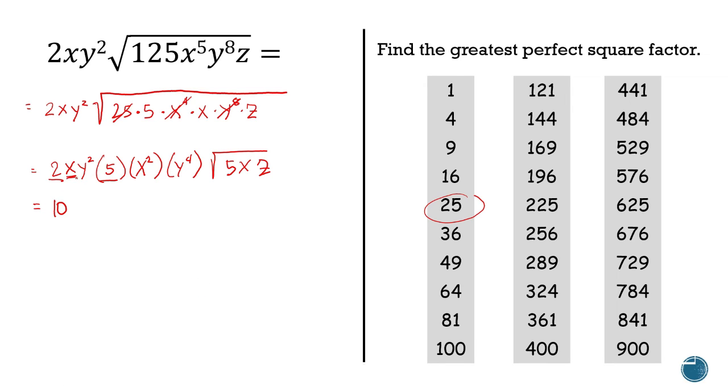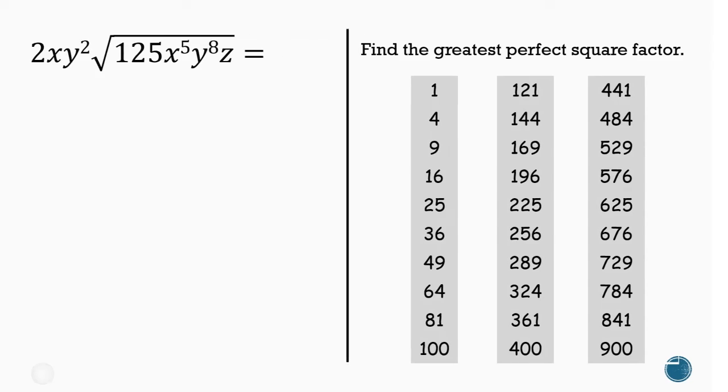We multiply x and x squared, that gives us x raised to 3. And finally, the y raised to 2 times y raised to 4, we add the exponents, so that's y raised to 6. Square root of 5xz. There you go. Let's go to the last example.